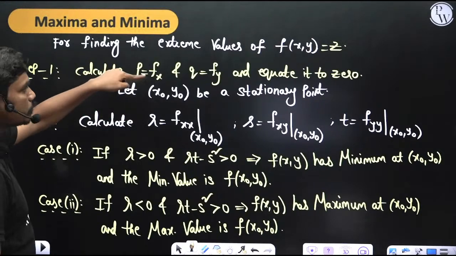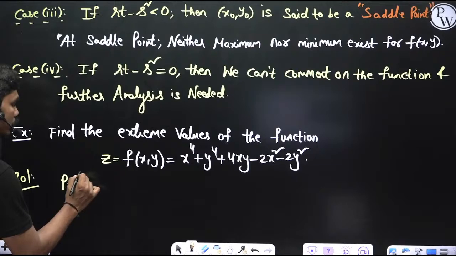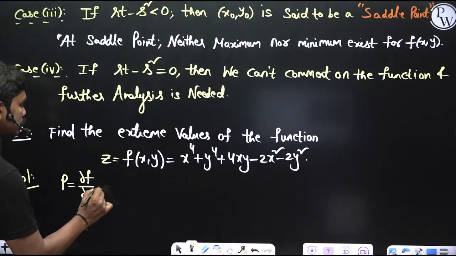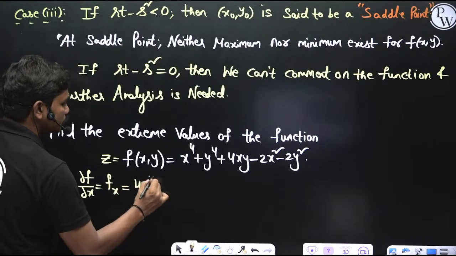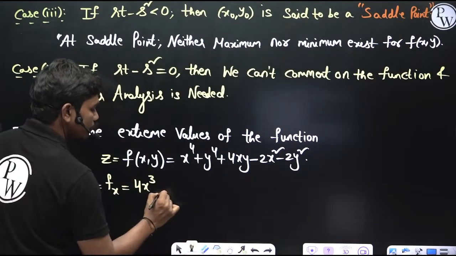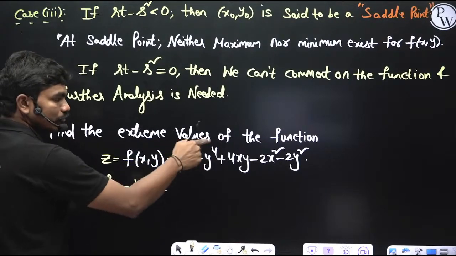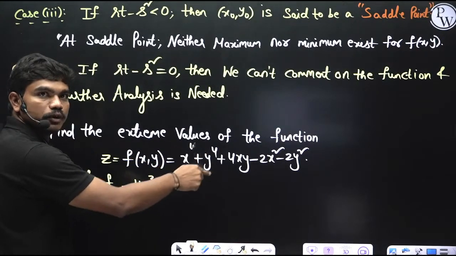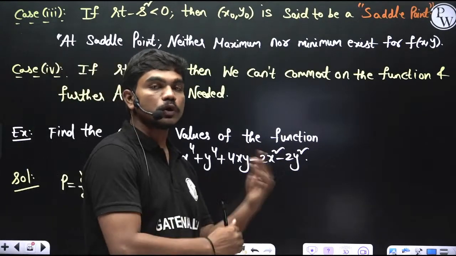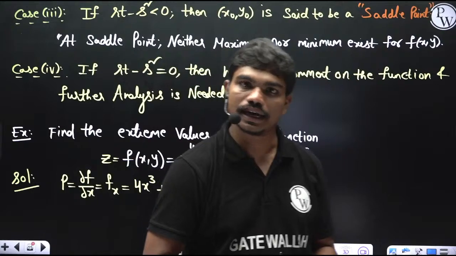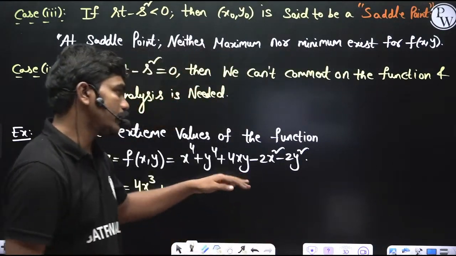First, calculate p equal to fx and q equal to fy. So p is equal to dou f by dou x, which is fx. If you differentiate this, you have 4x cube plus, and I have taken a lengthy equation so that you can understand. The derivative of y power 4 with respect to x is zero, as it is purely a function of y. This is valid only for two variables, because if you go beyond two variables there is generalization in terms of vectors in n-dimensional space, which is not present in the GATE syllabus. That's why I'm stopping with two variables.